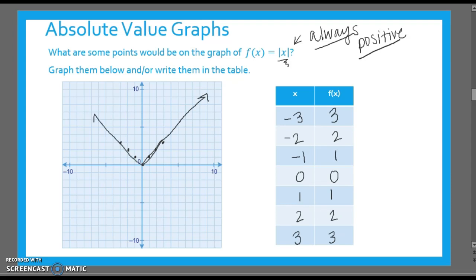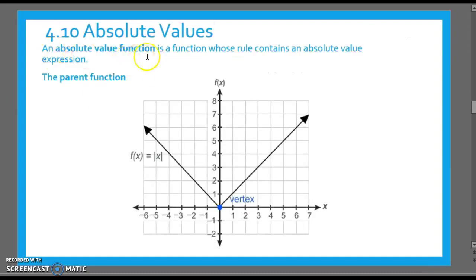So all of these, imagine those are connected with a straight line. This hand's really bad at drawing lines, okay? That's what an absolute value graph looks like. It's a V, okay? It makes a V shape. So an absolute value function is a function whose rule contains an absolute value expression, just like we did.